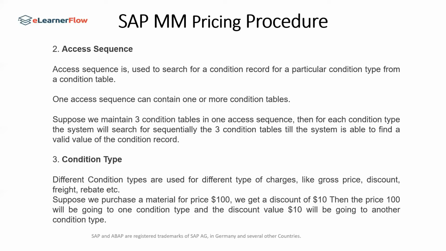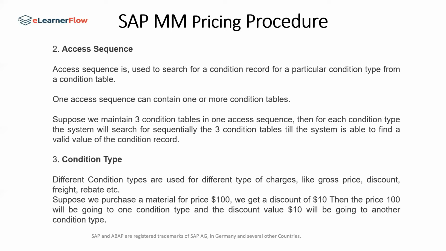Now once you have created the condition table, the second configuration that you need to work on is the access sequence. Access sequence is used to search for a condition record for a particular condition type from a condition table. One access sequence can contain one or more condition tables. Suppose if you see a particular access sequence, we can maintain 3 condition tables in one access sequence, and the system searches for this condition type sequentially through all these 3 condition tables till it's able to find a value for this condition record.